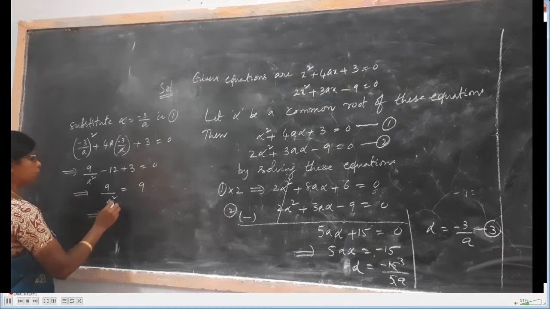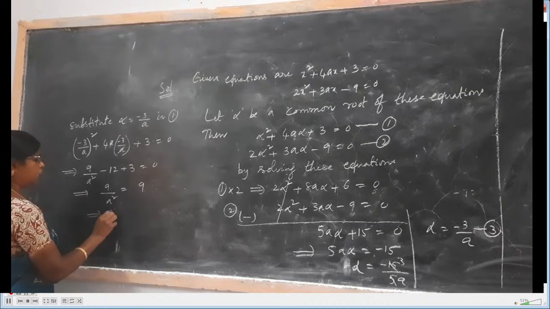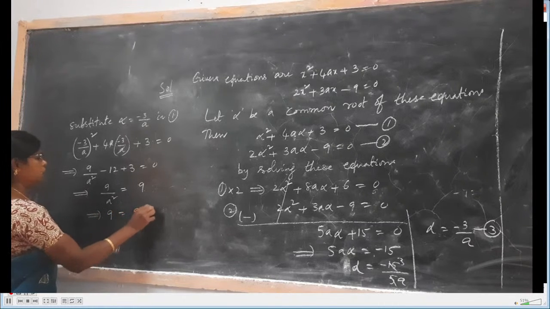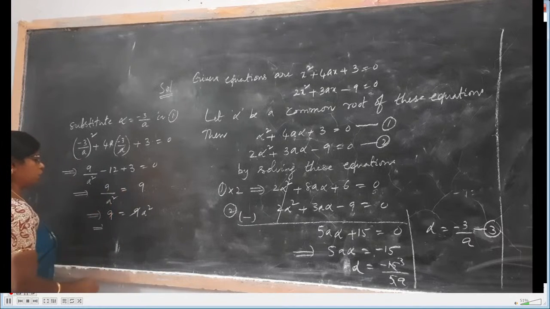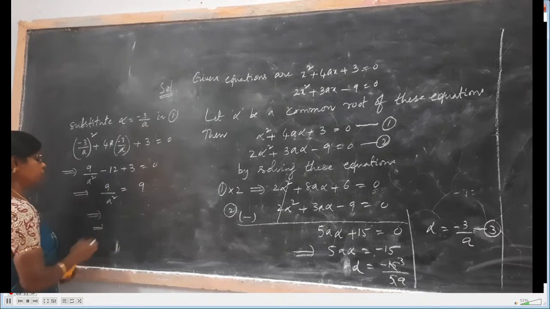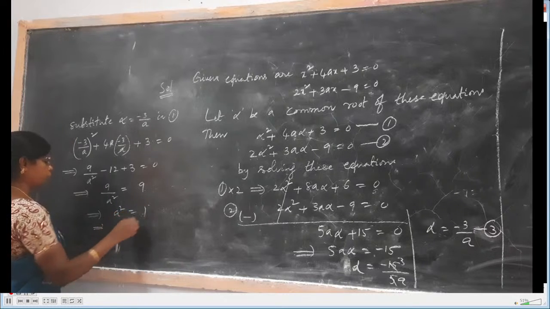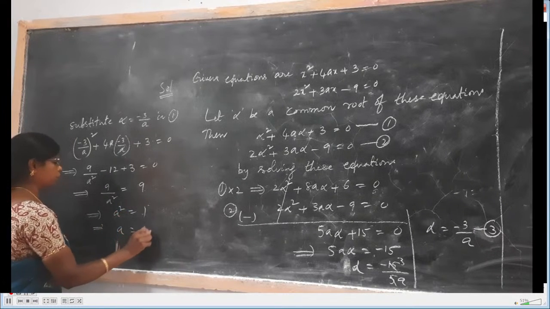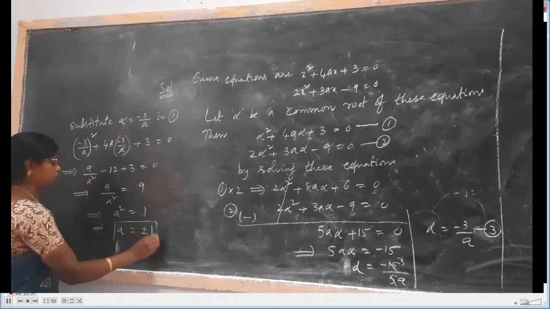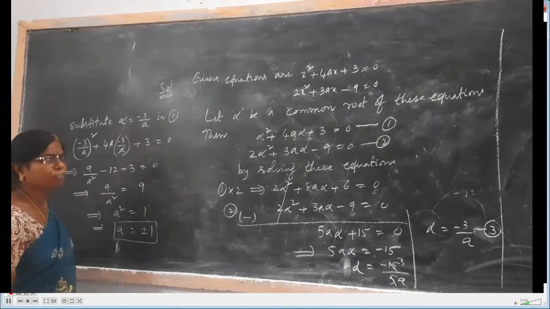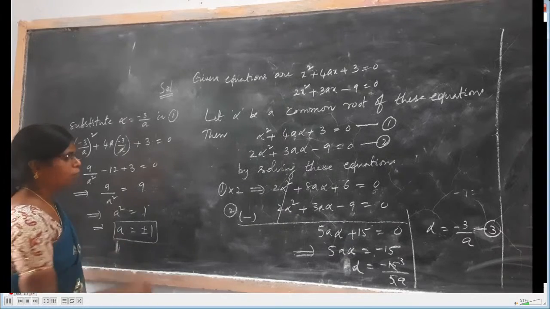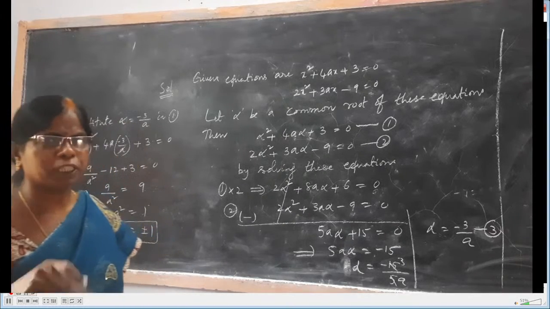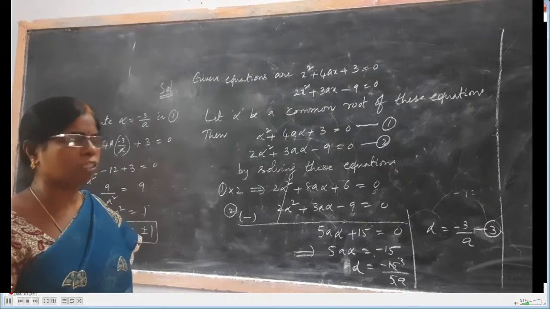This implies 9 is equal to 9, cancel it, or else do it like this. So this implies a square is equal to 9 by 9, which is 1. A square is equal to 1. A is equal to plus or minus 1. So these are the values of a. Find the value of a, and the values we get are plus or minus 1, and substitute. And what is the common root? Common root is alpha. They asked to find the common root also.